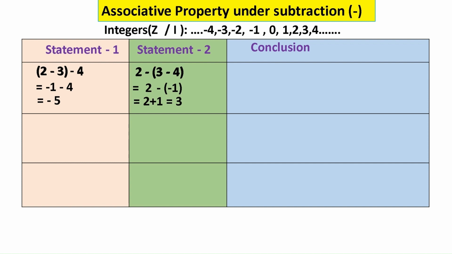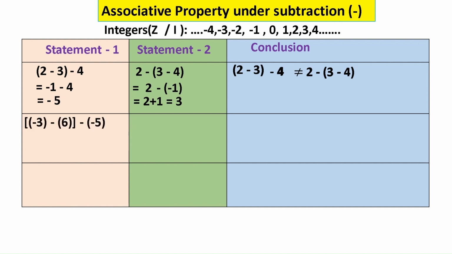Now here we observe in statement 1, minus 5, and in statement 2, plus 3. Both are not equal. Now we will conclude that 2 minus 3 minus 4 is not equal to 2 minus of 3 minus 4.